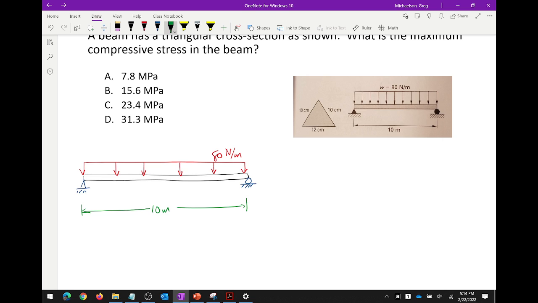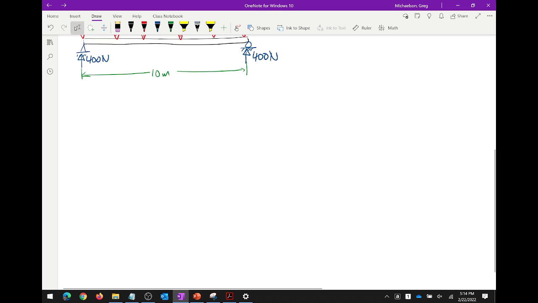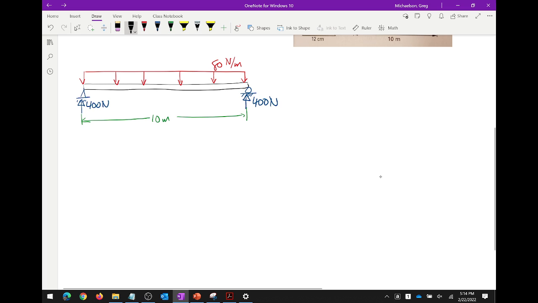Okay. So we have 80 newtons per meter for a distance of 10 meters. So what is the total amount of load on the beam? 80 newtons per meter times 10 meters is what, 800 newtons? So each reaction is what, 400 newtons? So how do we determine maximum moment? Maybe we ought to draw shear and moment diagrams.